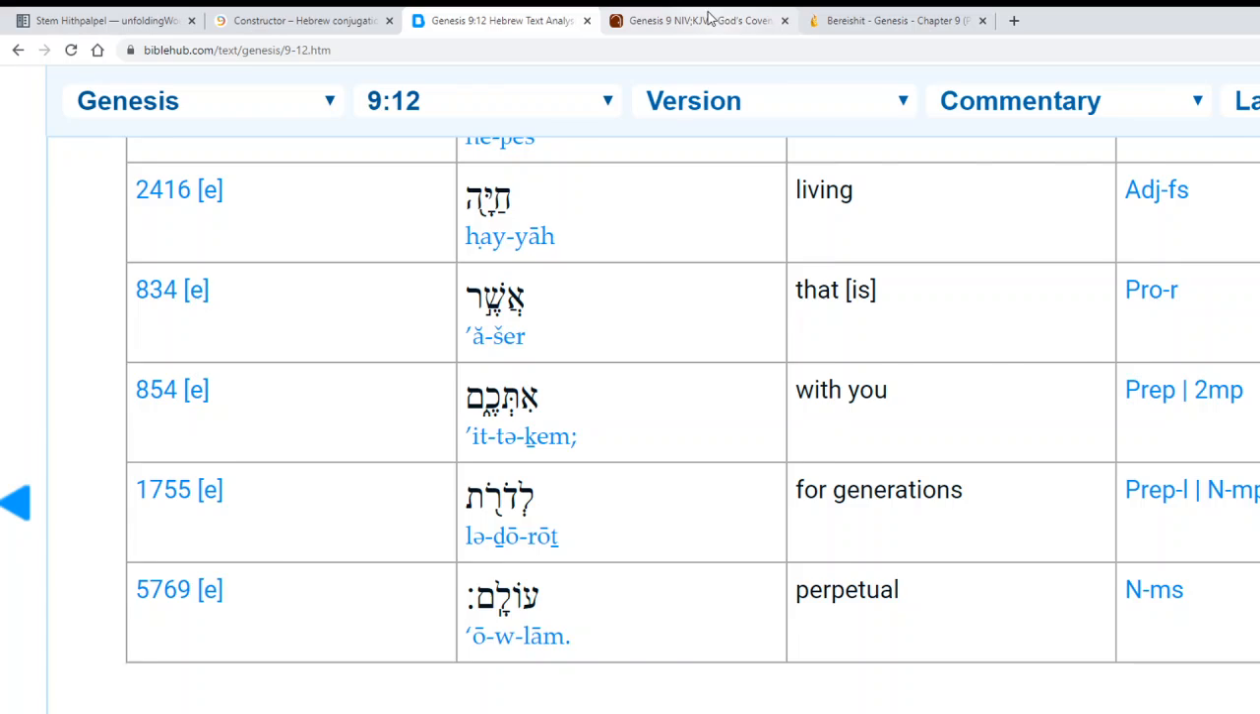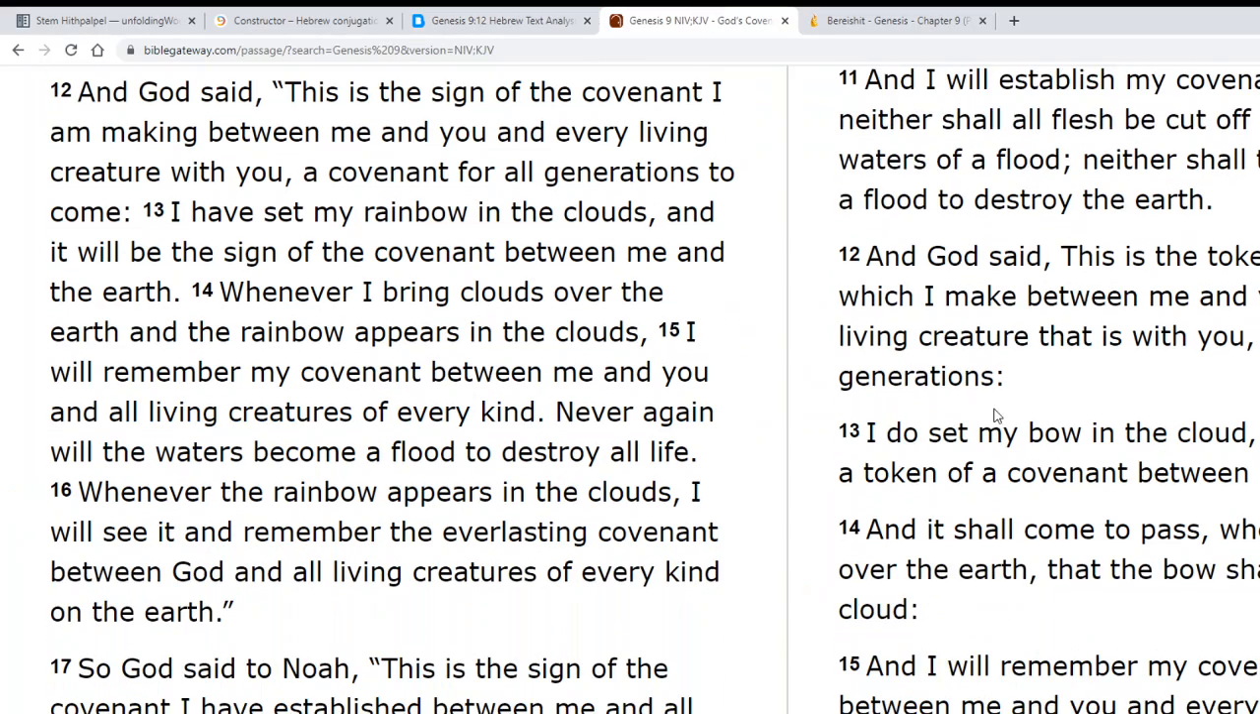They're translating as perpetual. Let's look at the King James Version. Verse 12, and God said, this is the token, so they're translating ot as token, of the covenant which I make between you and between me and you and every living creature that is with you for perpetual generations. Okay? NIV. And God said, this is the sign of the covenant I am making between me and you and with every living creature with you, a covenant for all generations to come. The Dorot Olam, right? So they're translating Dorot Olam, generations to come.